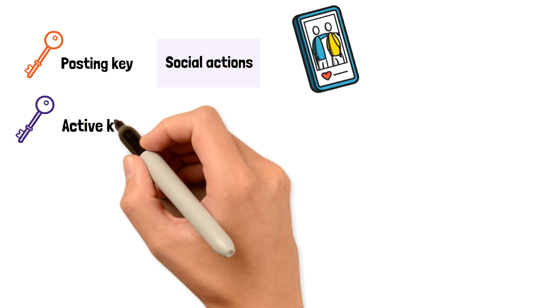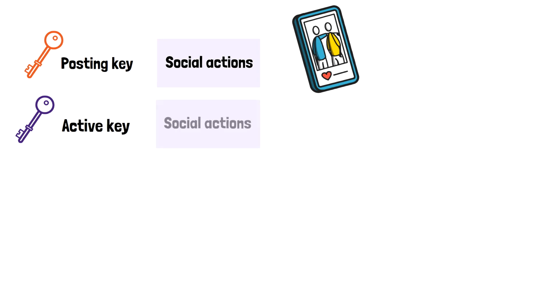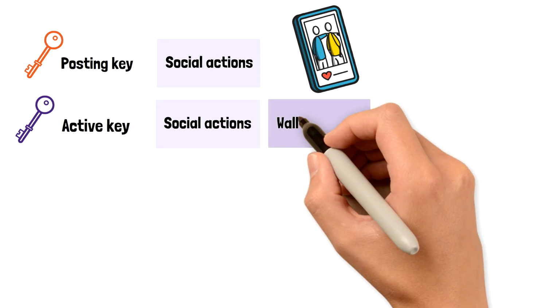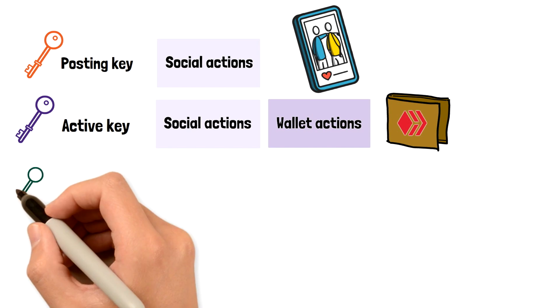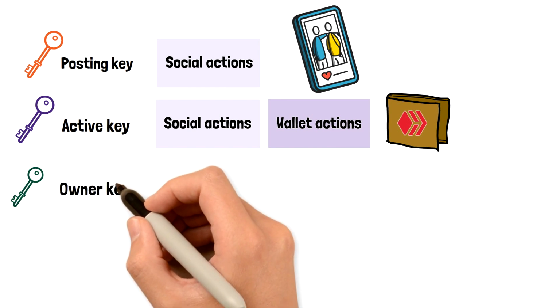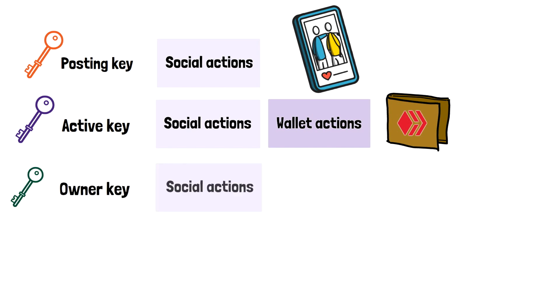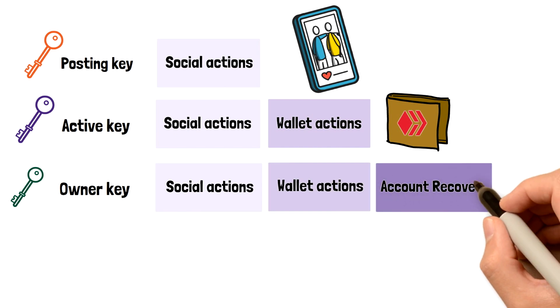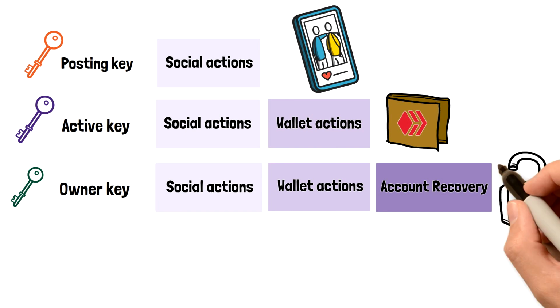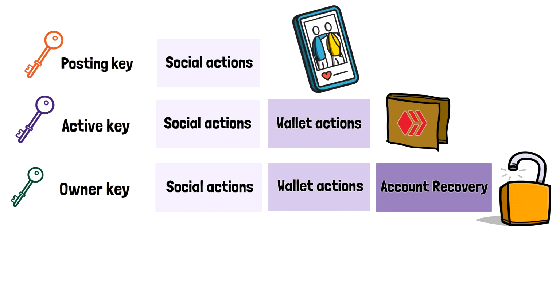The active key gives you access to everything the posting key does, and additionally to all the wallet actions, such as making and confirming financial transactions. The owner key gives you access to everything of the active and posting key, and additionally allows you to recover or change all of the other keys. This key is very important.